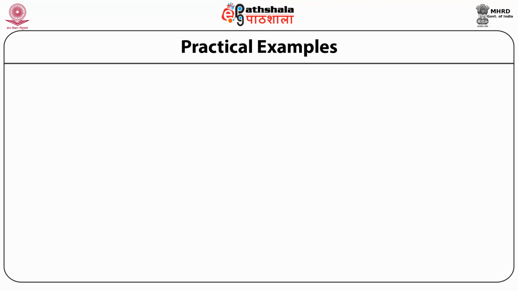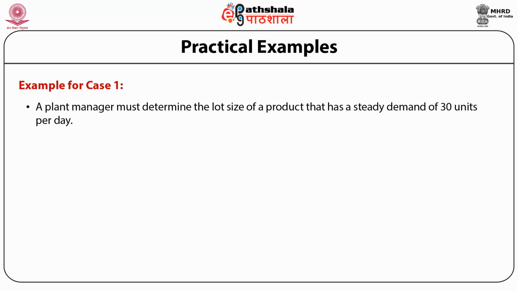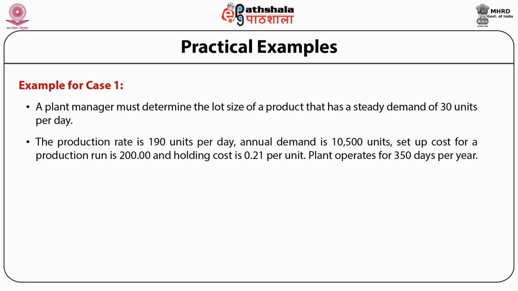Practical example. Example of case 1. A plant manager must determine the lot size of a product that has a steady demand of 30 units per day. The production rate is 190 units per day. Annual demand is 10,500 units. Setup cost for the production run is 200 and holding cost is 0.21 per unit. The plant operates for 350 days per year.